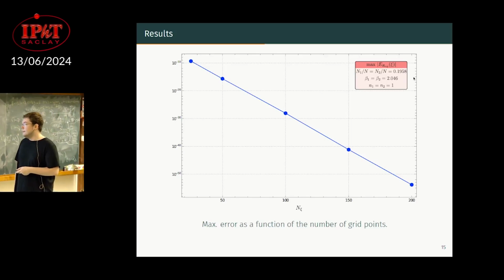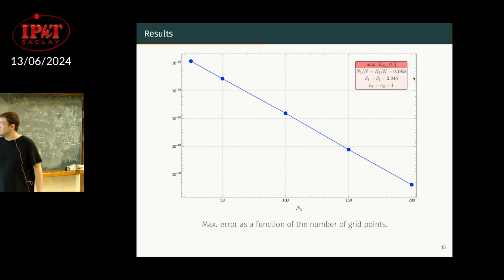This is the error. We plot the error on the equations of motion compared to the number of grid points. And you see that starting at 200 grid points, we have a precision that is better than 10 to the minus 50.